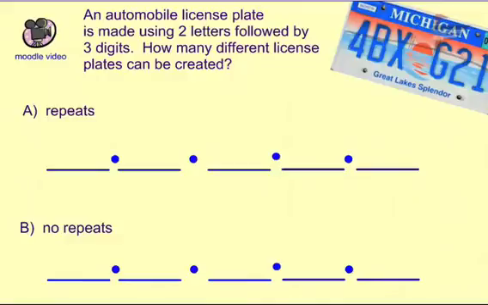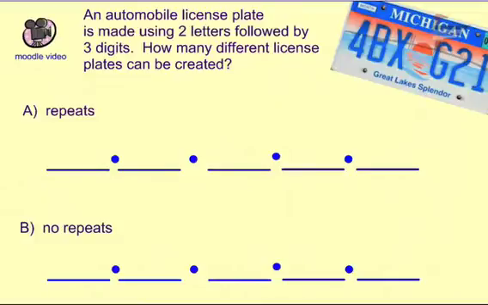This is a pretty common example talking about how many different possible license plates we can make given certain information. There are two parts, Part A and Part B, and Part A is saying with repeats. So if you can repeat your letters and your numbers, what would you have? What do we have here?